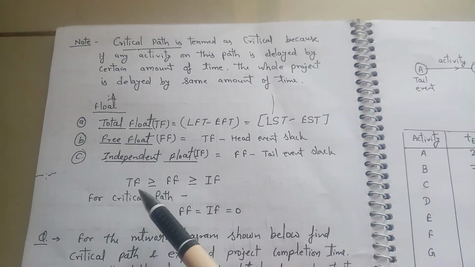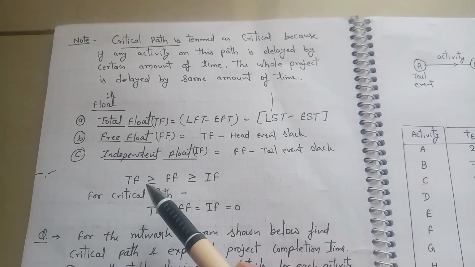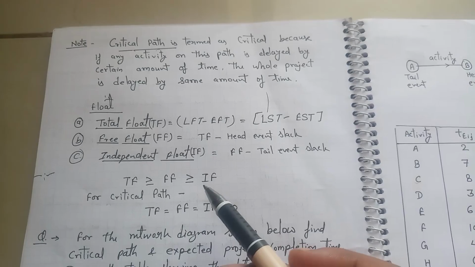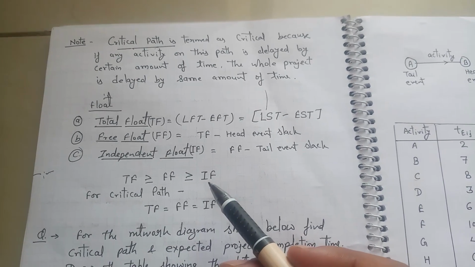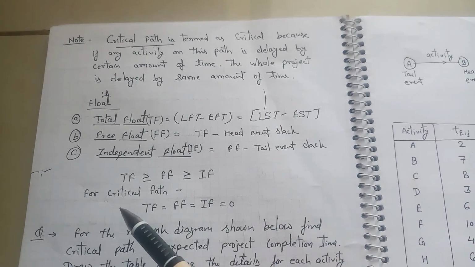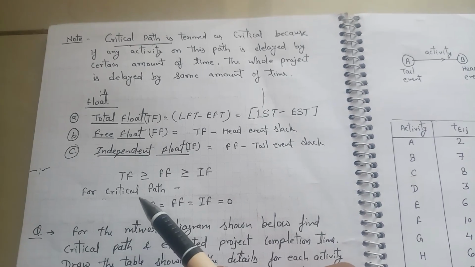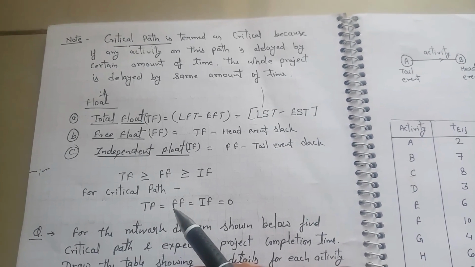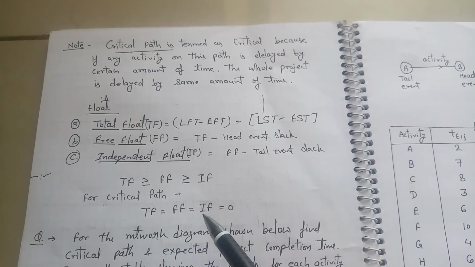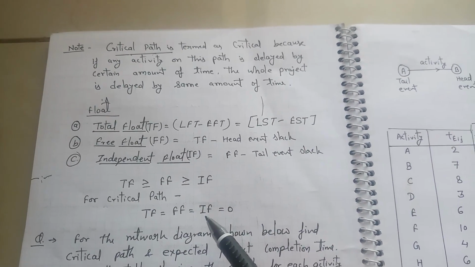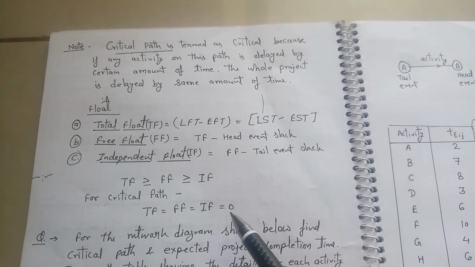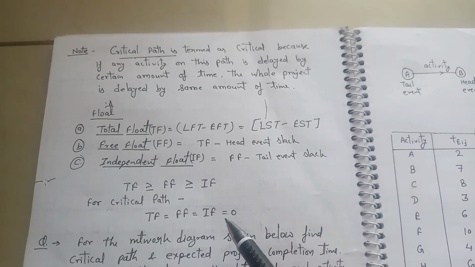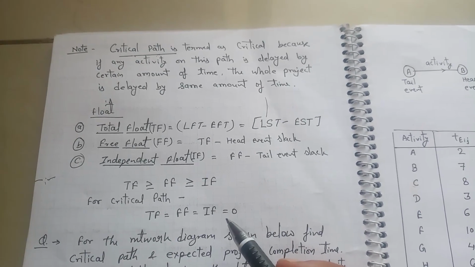Now remember, total float is always greater than or equal to free float, which is always greater than or equal to independent float. Remember one thing also: for the critical path, total float is always equal to free float, and free float is always equal to independent float, which is equal to 0. Now we take a problem where we evaluate the values of total float, free float and independent float.